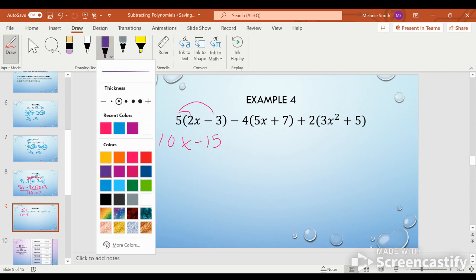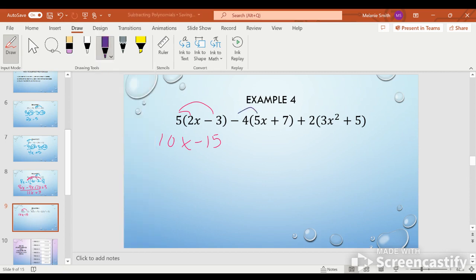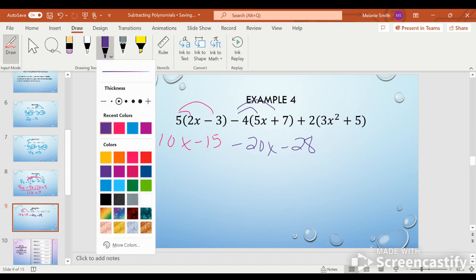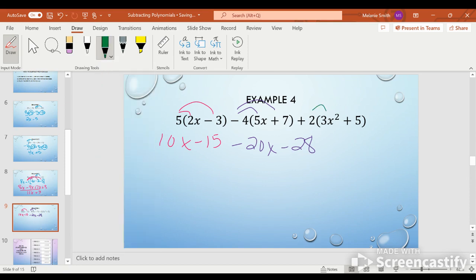Now I'm going to go ahead and do -4 times 5x and -4 times 7. So that would be minus 20x minus 28. And then I'm going to do the last one. I'm going to do 2 times 3x squared and 2 times 5. So 2 times 3x squared is going to be plus 6x squared and then plus 10.